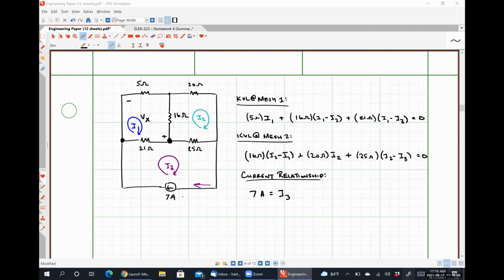It does. So if I had instead said that the 7 amp source was providing a current that goes from left to right, we would have said that 7 amps is equal to negative I3, because those two currents are in opposite directions. So I have 3 equations, 3 unknowns. You guys tell me what my answers for I1, I2, and I3 are supposed to be.